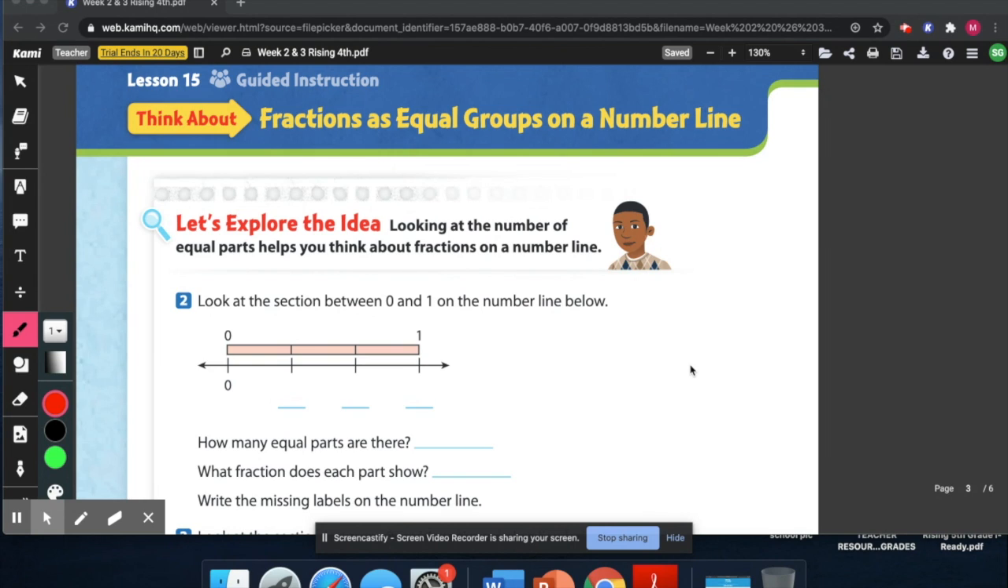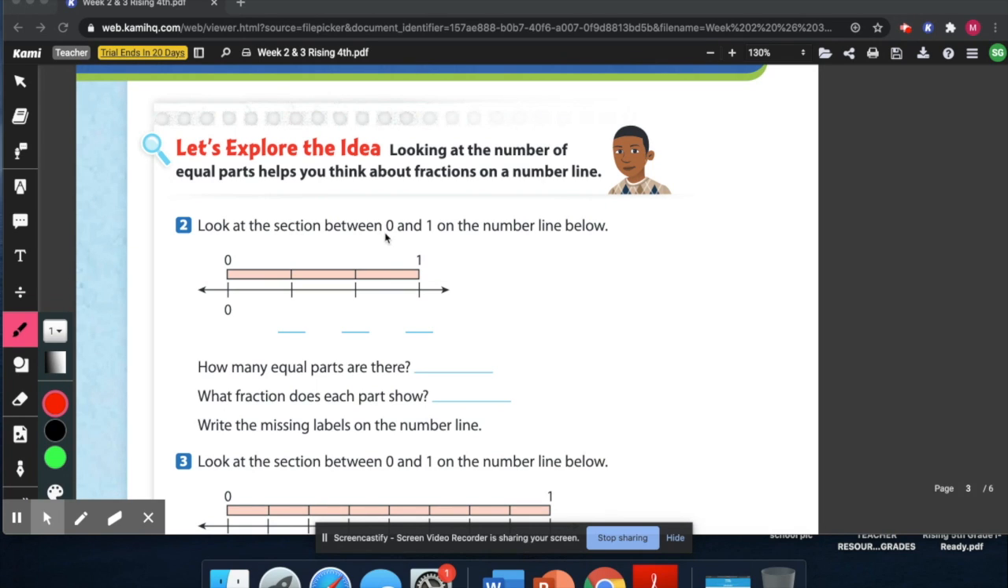Today, we're going to look at fractions as equal groups on a number line. Okay, so we talked a little bit about this on the last video, and you did get to do a practice with number lines, but you used whole numbers and not fractions on them. So now I'm going to really show you how to put fractions on a number line and how you can find those fractions just using the number line, even though it's blank.